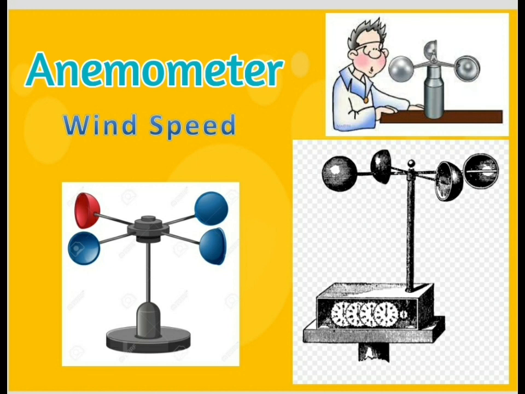Anemometer. An anemometer measures wind speed. It works the same way as a windmill does. The anemometer spins very fast when the wind is strong and it spins very slow when the wind is calm or gentle.